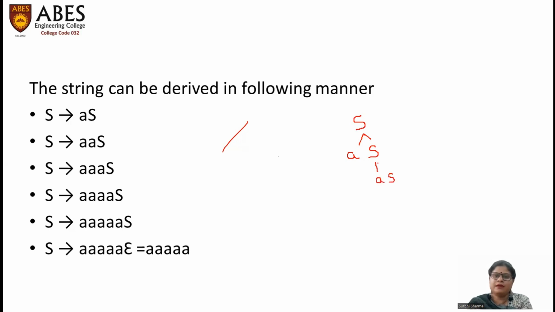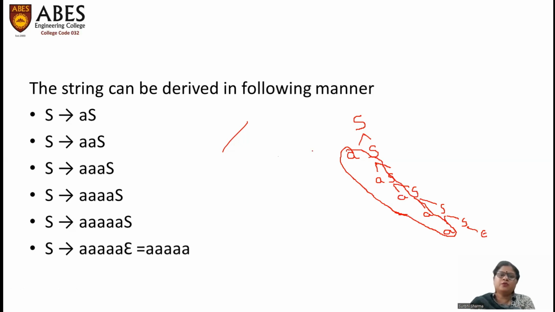Again we will replace it with AS. Then again we will keep on doing it until we get 5A. Now we can see that we have already obtained 5A. Now we have to stop. Now how can we stop here? Now we should replace this S with epsilon, right? So the required string is obtained here. So this is a way to obtain a particular string from the given production rules, right?